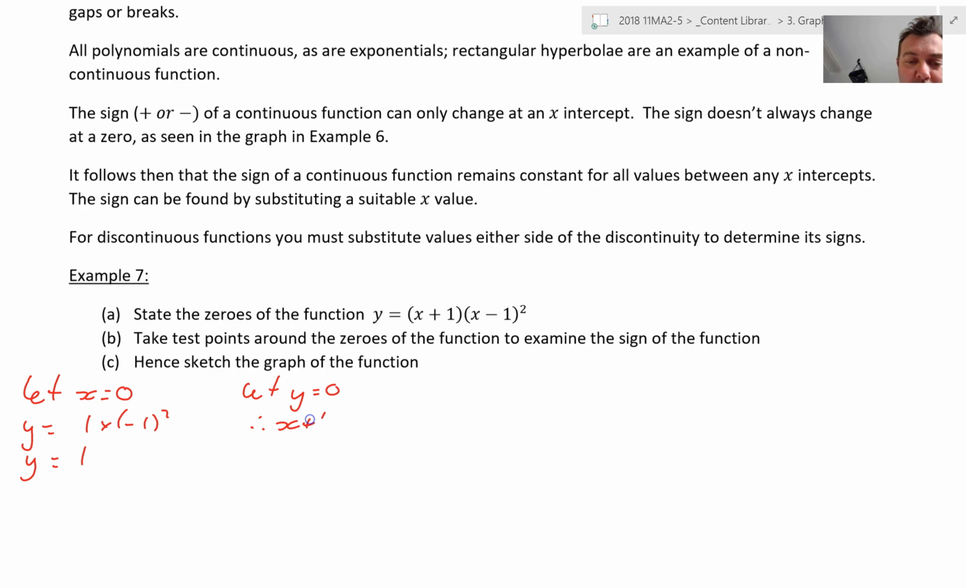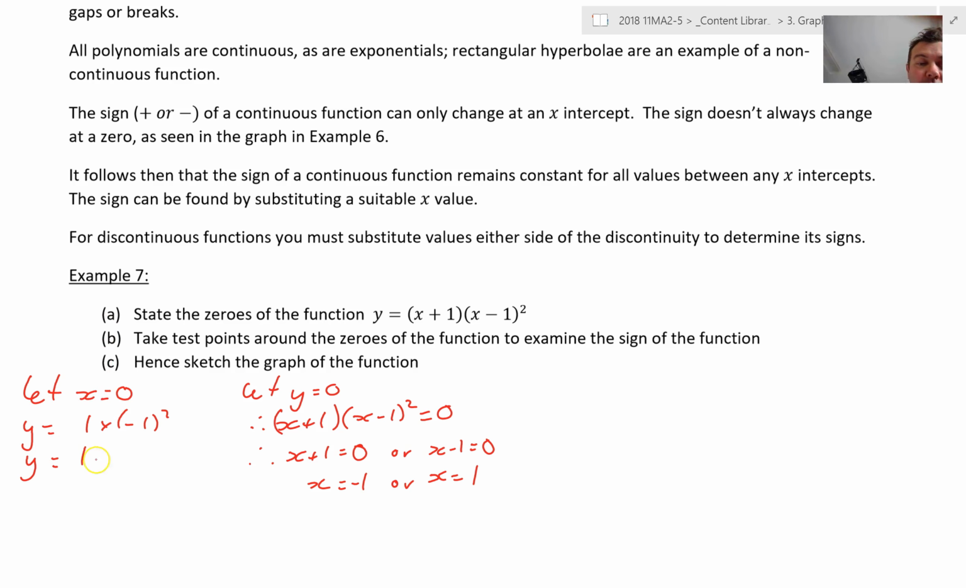Now, let y equal 0. Therefore, x plus 1 times x minus 1 all squared equals 0. Therefore, x plus 1 equals 0, or x minus 1 equals 0. Therefore, x equals negative 1, or x equals 1. Righto, so, sorry, I have 2 zeros here: x equals negative 1 and x equals 1. So, my 2 roots here.